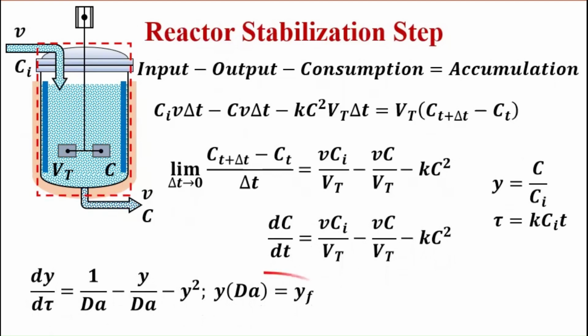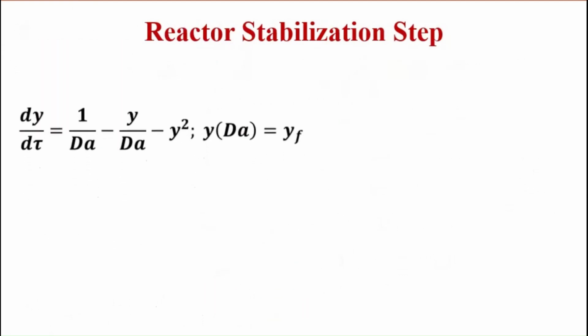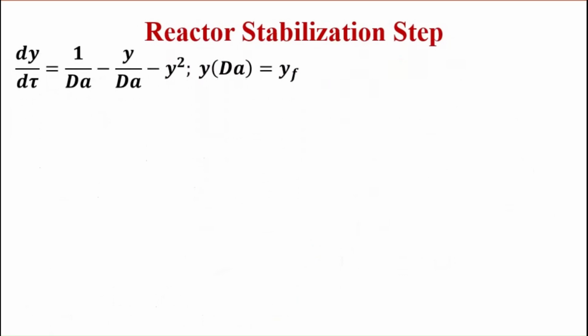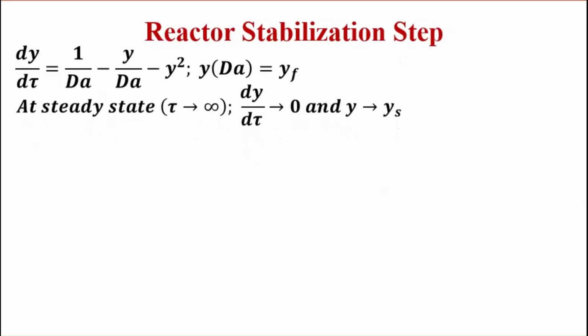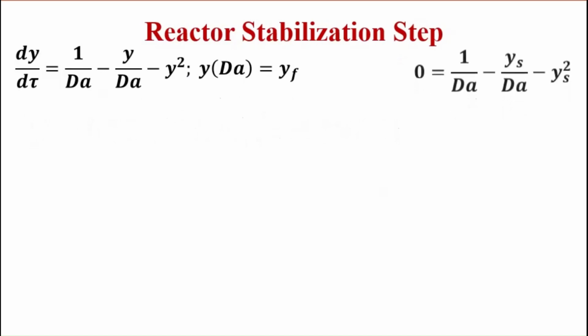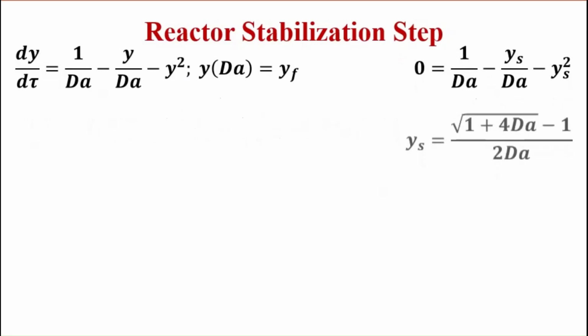The initial condition corresponds to the moment at which the reactor becomes filled. This differential equation describes the dynamic behavior of the reactor as it evolves towards steady state. During the transient period, the ethyl acetate concentration changes with time and eventually stabilizes at a steady-state value. At steady state, the time derivative vanishes, and the dynamic differential equation reduces to an algebraic equation, which can be solved to determine the steady-state dimensionless concentration.